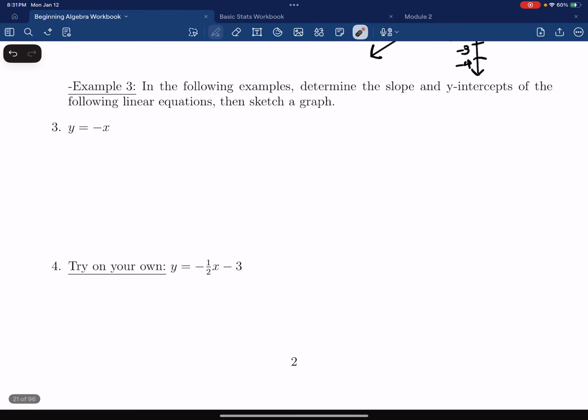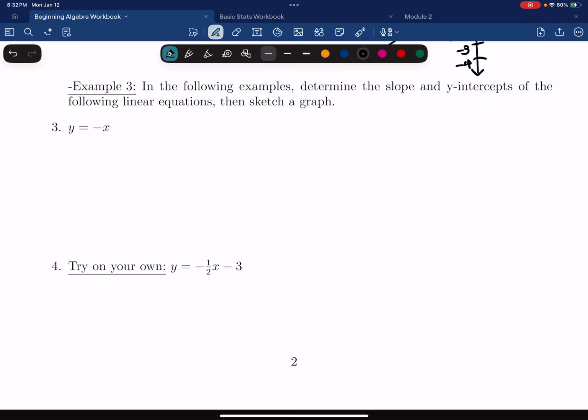All right, let's get into it. We're going to do the same process as we did up there. We're going to determine the slope and y-intercept and then sketch the graph. So for example 3, we have y equals negative x. So our slope, we just have a negative x. What do we think our slope is going to be? Well, pretend this negative is essentially being multiplied by this x. So think of this as a negative 1 times x. So our slope is negative 1.